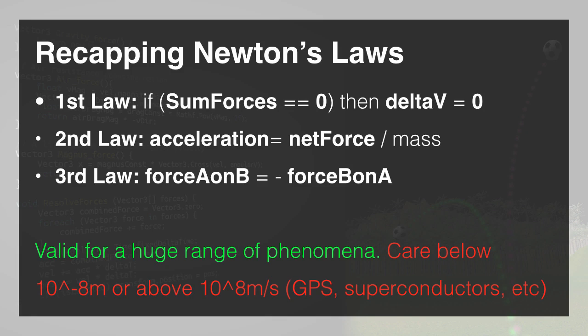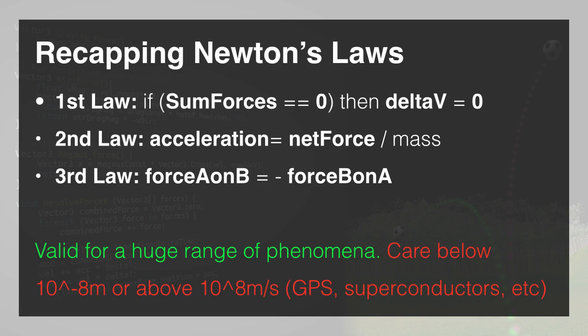Cool. And then the third law says that if A exerts a force on B, then B exerts an equal and opposite force on A. Notice the minus sign. Force A on B equals minus force B on A. Everything that's a vector is in bold. Mass isn't. It's a scalar. And that's it. Now, this covers a huge range of physical phenomena, practically everything you're going to experience, which is why we start here.